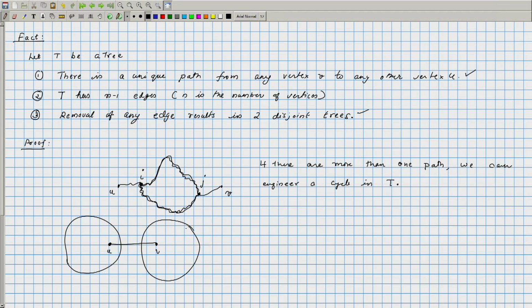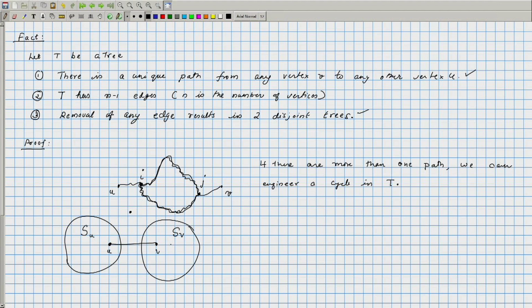Now, after removal of this edge, there cannot be any third kind of vertex which is neither connected to u nor connected to v, because if there was one such vertex, then it is not connected to either u or v in the original graph, and therefore, we can argue that every vertex in the original graph either belongs to this set SU or SV.